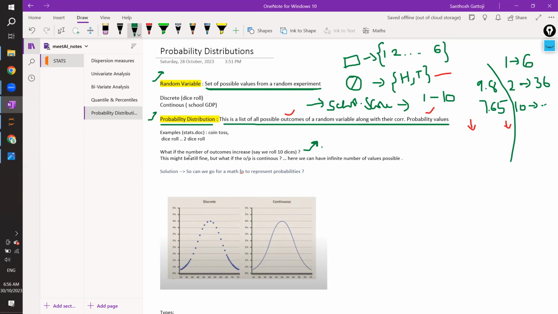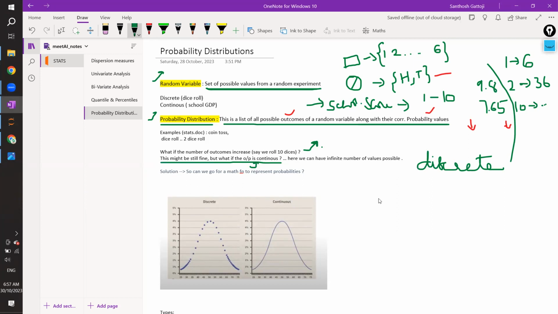But now if you see the case, this is still fine, but what if the output is continuous? Now we will be stuck here. Till now, what all examples you are seeing, heads or tails, 1 2 3 4 5 6, all these values are discrete. So just switch back to our initial data concepts.